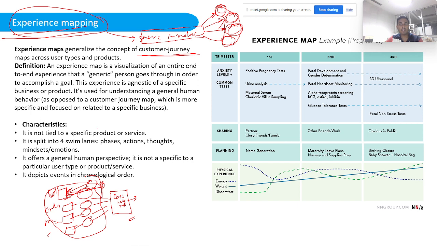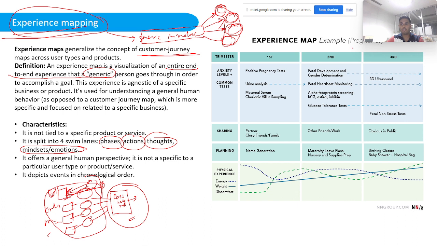So an experience map can be defined as a visualization of the entire end-to-end experience, which is generic in nature, and it again consists of phases, actions, thoughts, and mindsets. However, the topic it defines is not specific to any task or activity. It is the overall objective, the overall description of a scenario or of a phenomenon or a particular application. So this is how it can be designed.